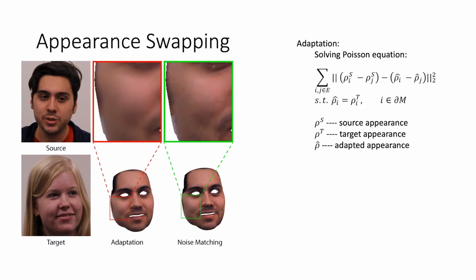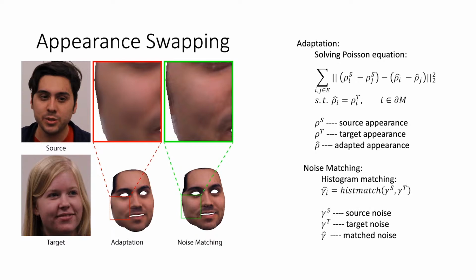Another potential issue is that the source face and target video are taken by different cameras. The noise pattern might be quite different. We do a histogram matching on the noise to harmonize the source appearance with the target image background.